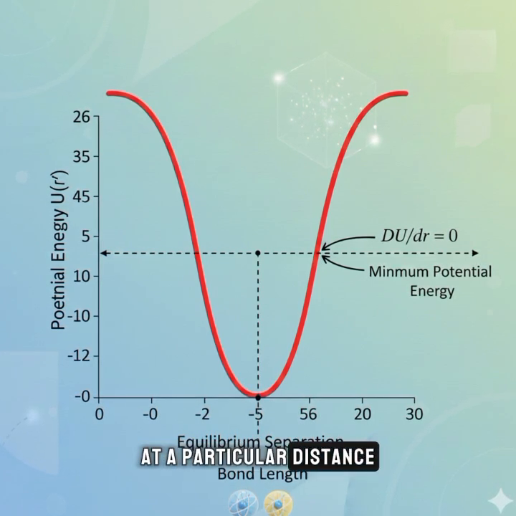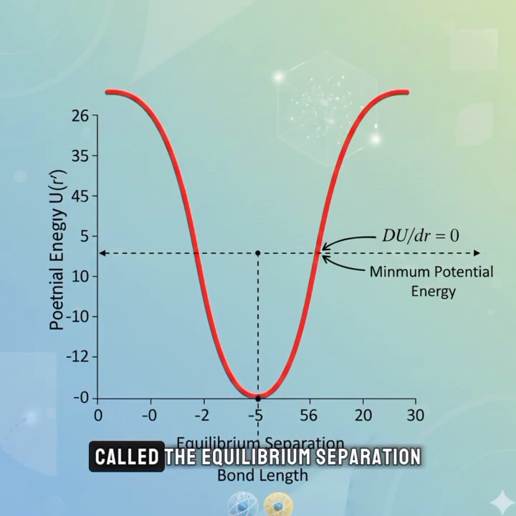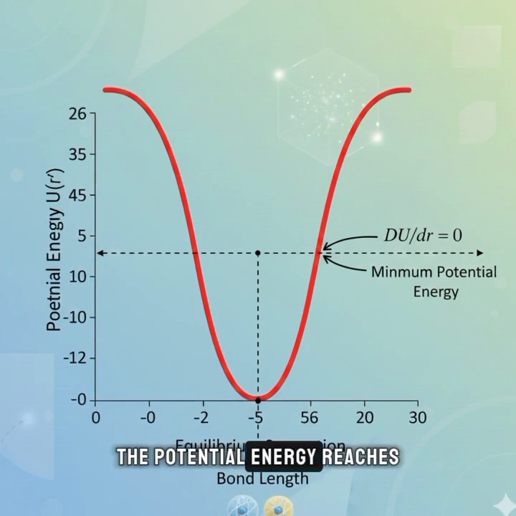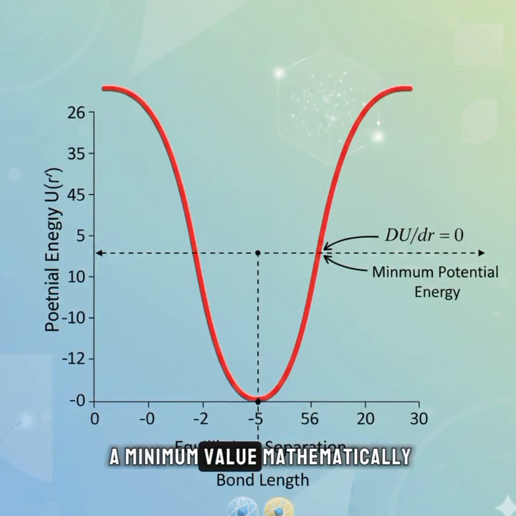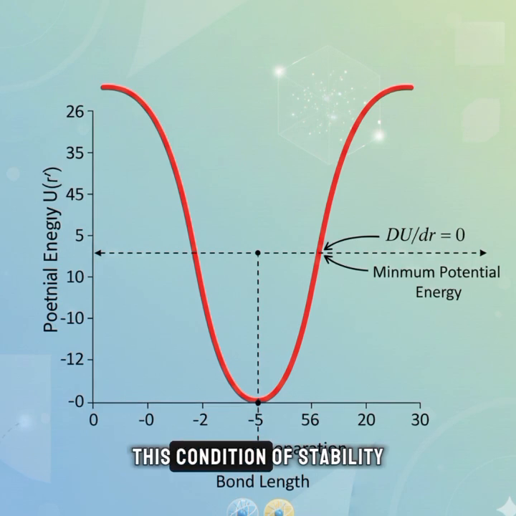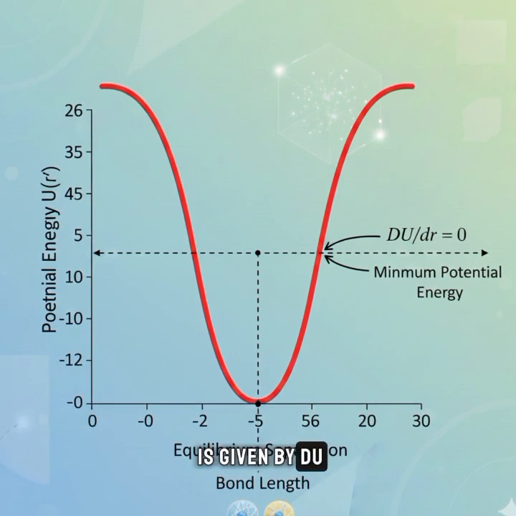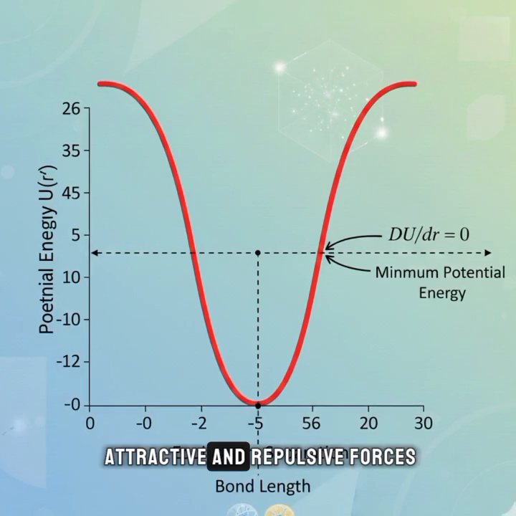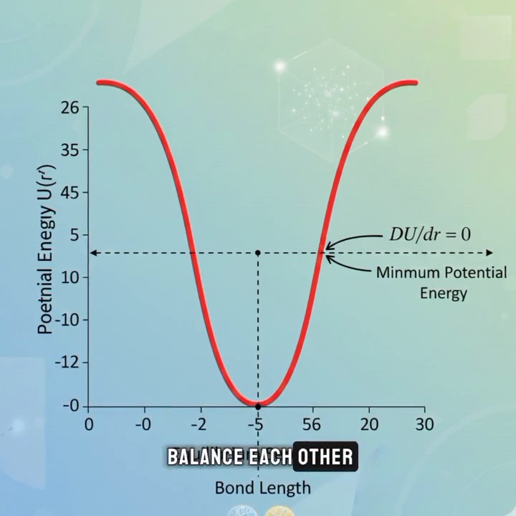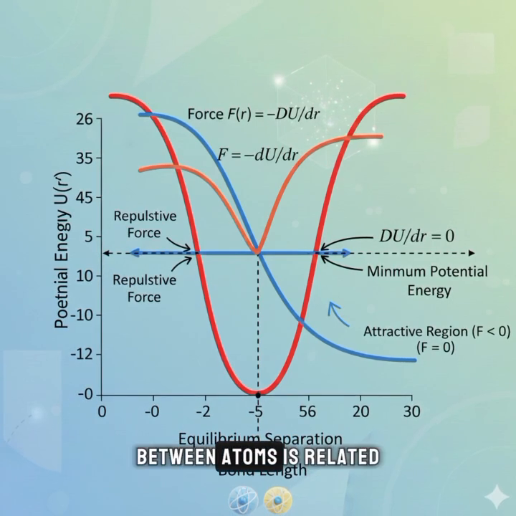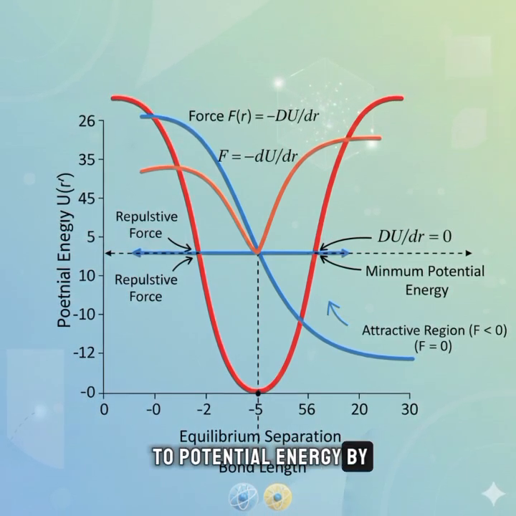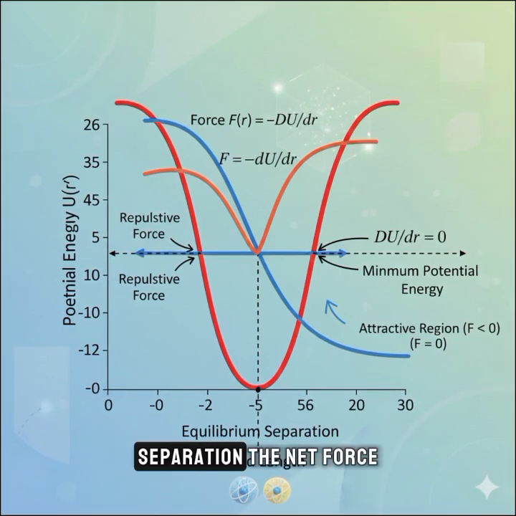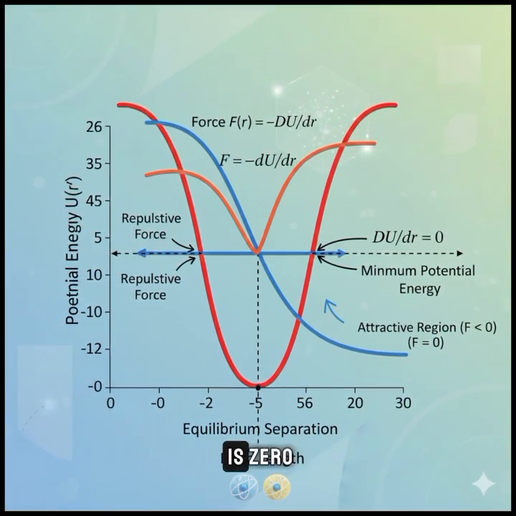At a particular distance between atoms, called the equilibrium separation or bond length, the potential energy reaches a minimum value. Mathematically, this condition of stability is given by dU/dr = 0. At this point, the attractive and repulsive forces balance each other. The force between atoms is related to potential energy by F = -dU/dr, so at the equilibrium separation, the net force is 0.